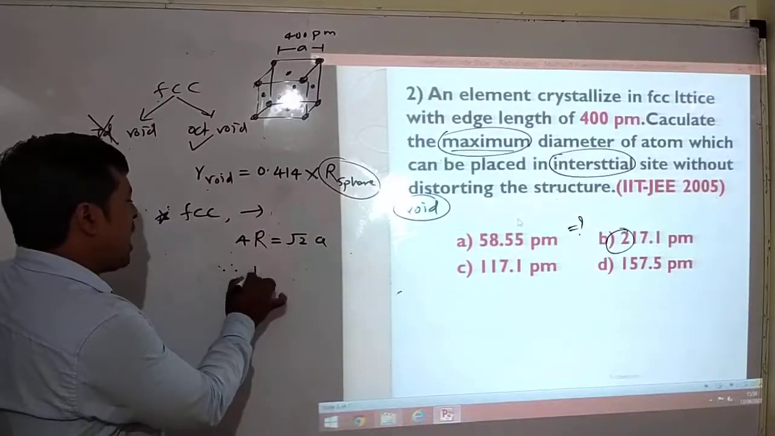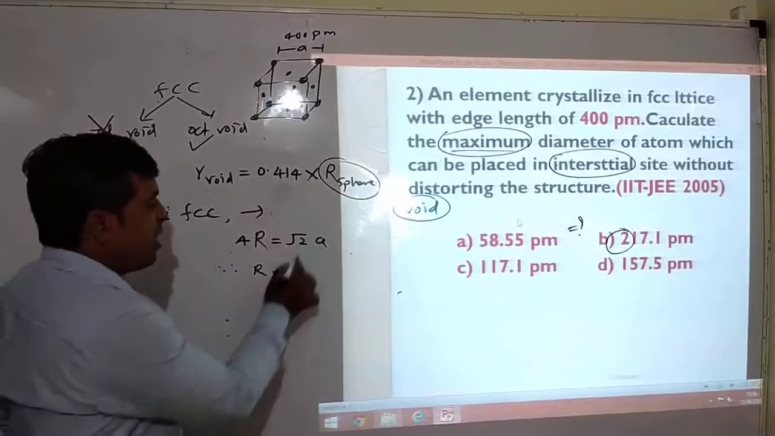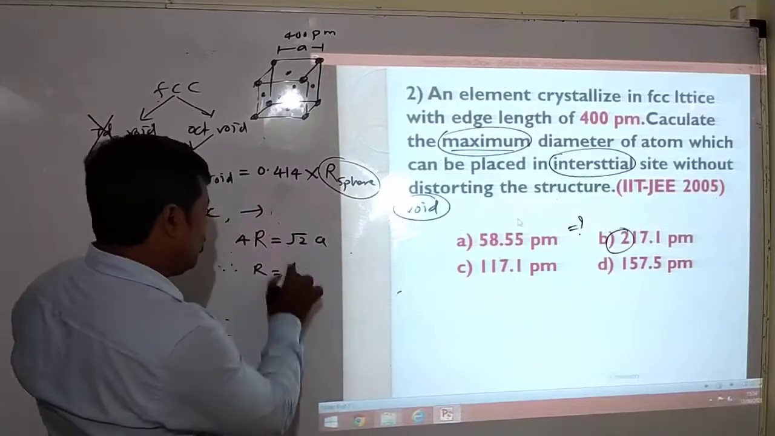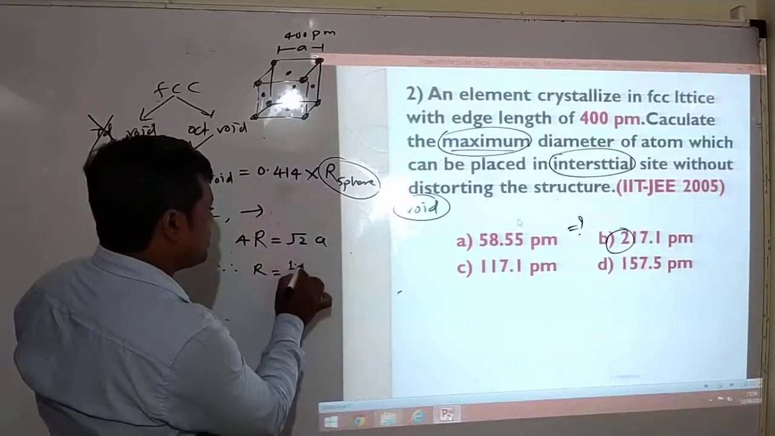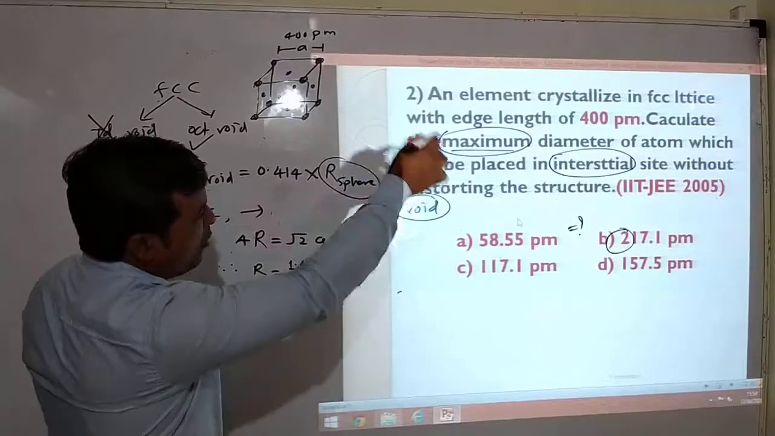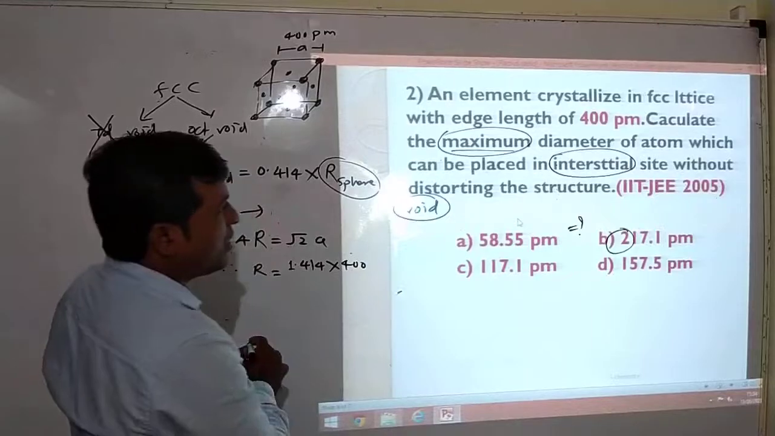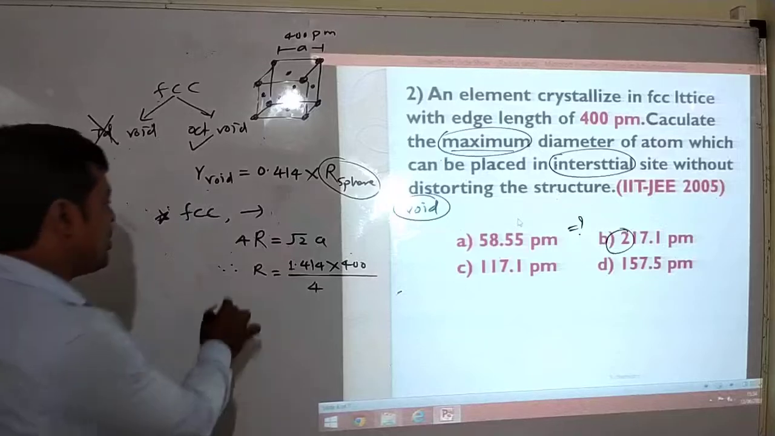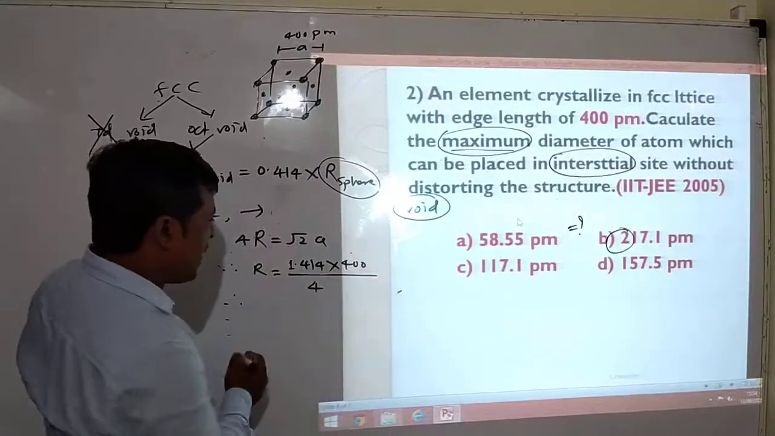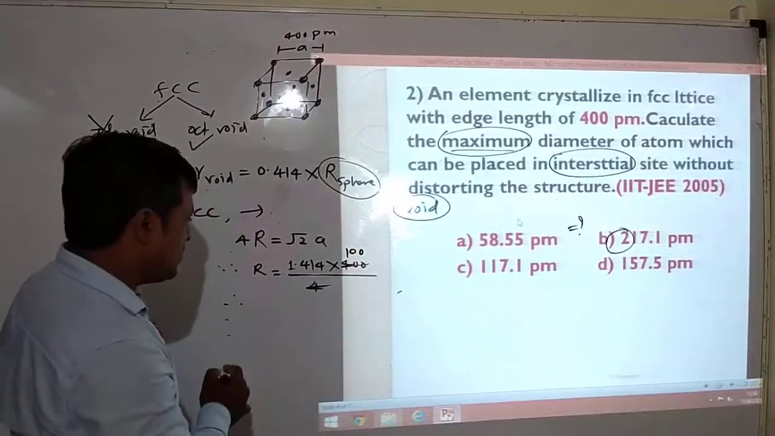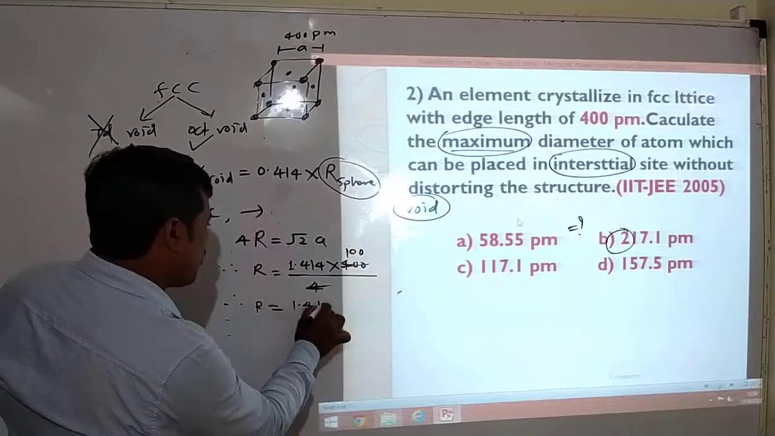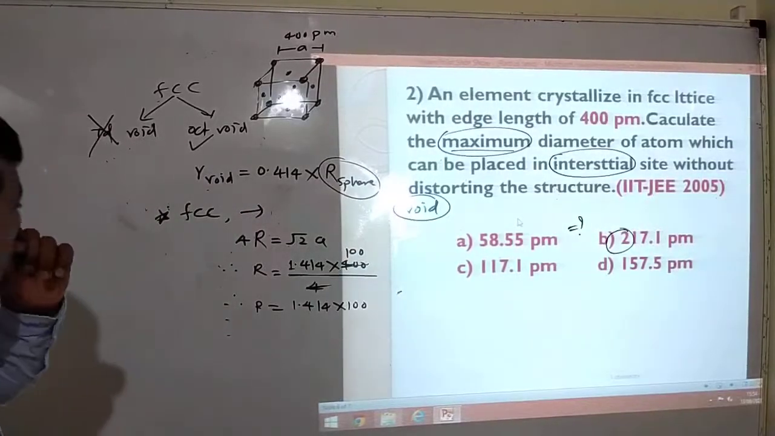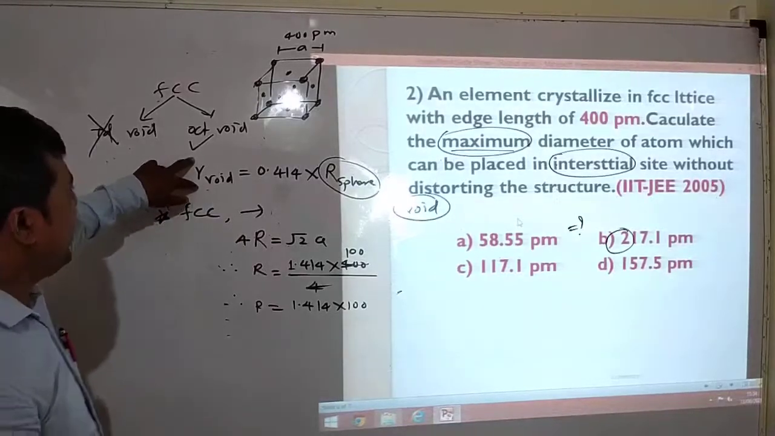Now, therefore, R is equal to 1.414 into A, which is 400 picometer, divided by 4. So you calculate first the capital R. What is the capital R? 100. So R is equal to 1.414 into 100.